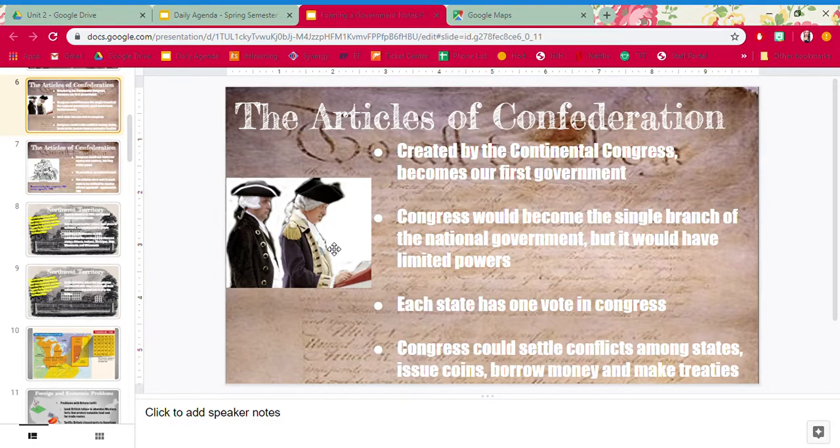So that means if you're living in Delaware and maybe you only have a population of 50,000, but in New York you've got 4 or 5 times that population, it doesn't matter. Each state has the same number of votes, and that's one. Congress also had the power to settle conflicts among the states. They could issue money, they could borrow money from other countries, and they could make treaties. Those were all important things that we needed during warfare.